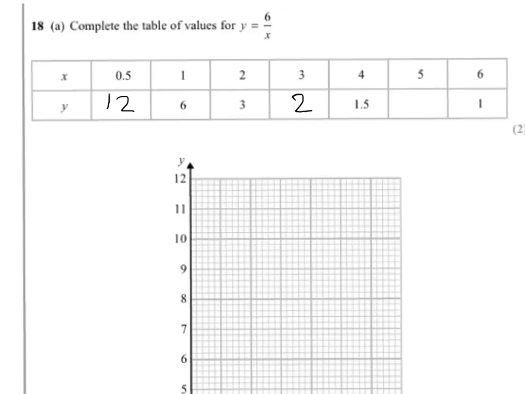2. And finally, we do x is 5. 6 divided by 5 is 1.2. So we have the table of values. We now need to plot them into the graph, which I'll do now.